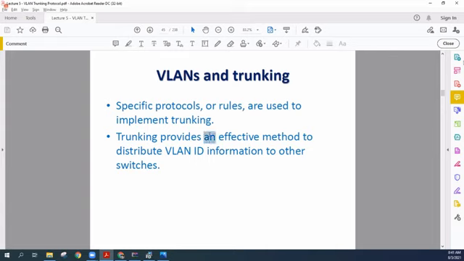Trunking provides an effective method to distribute VLAN ID information to the other switches. VLAN IDs are shared in between the switches, just like network IDs being shared.